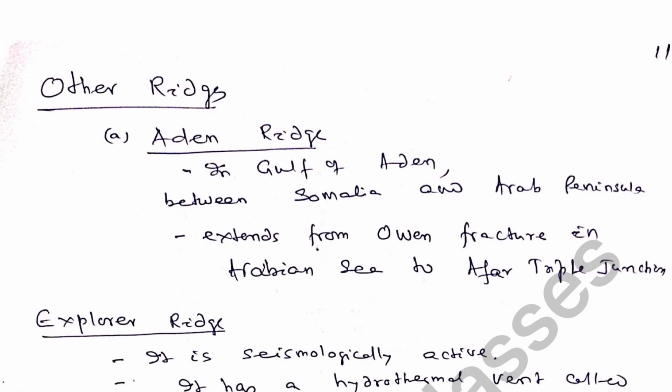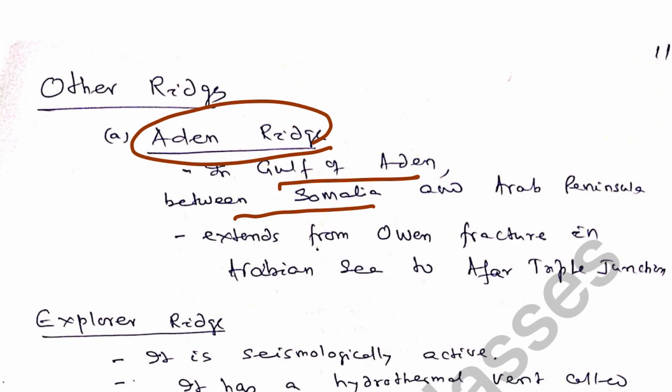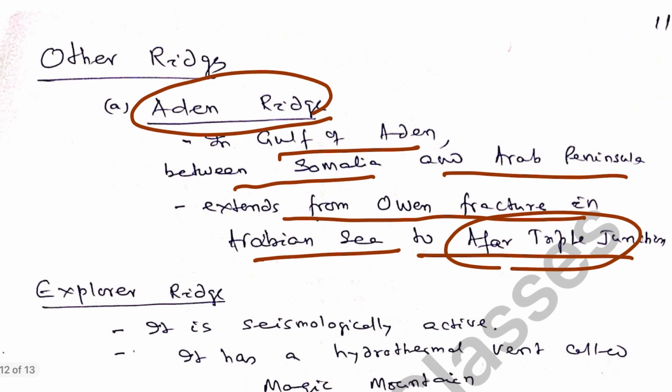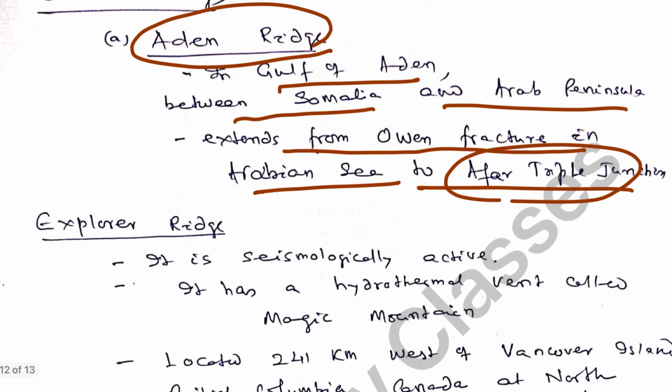Then these are the major ridges. Besides this, we have some other ridges. The Aden Ridge, which is present in the Gulf of Aden between Somalia and the Arab Peninsula. It extends from the Owen fracture in the Arabian Sea to the Afar Triple Junction. Or it originates from the Central Indian Ridge and extends up to the Afar Triple Junction, the Aden Ridge, between Somalia and the Arab Peninsula.